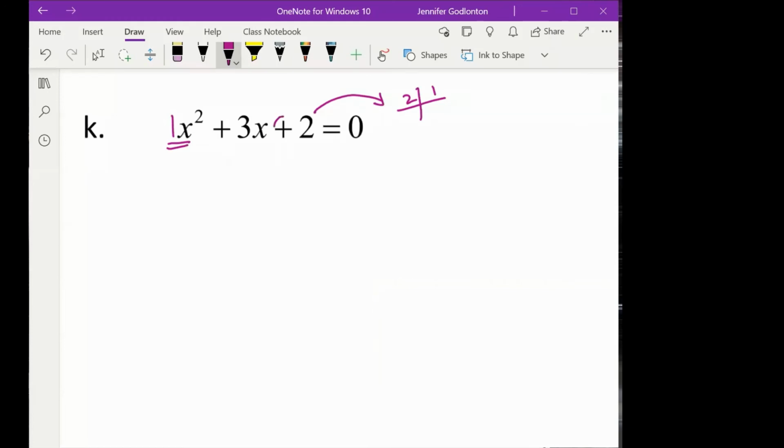Okay, this is a plus sign, which means our signs need to be the same, and we're trying to get to 3, which means they both need to be pluses. And so we're just going to have x plus 2, x plus 1 is equal to 0.